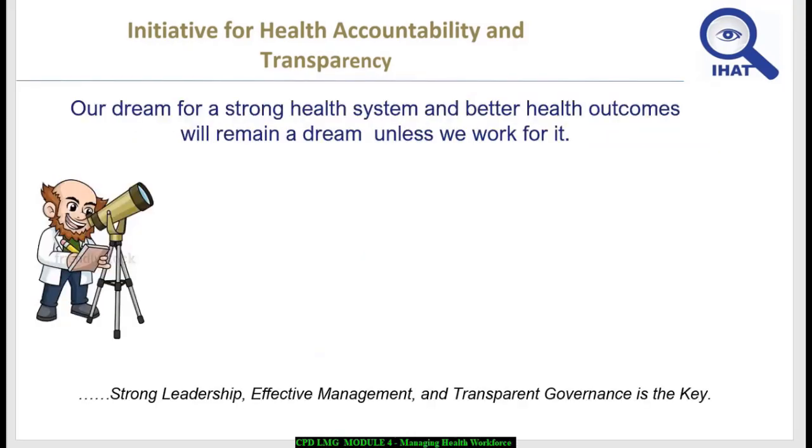Our dream for a strong health system and better health outcomes will remain a dream unless we work for it. Strong leadership, effective management, and transparent governance are the key. iHeart is committed to the triple concepts of leadership, management, and governance in the health system.